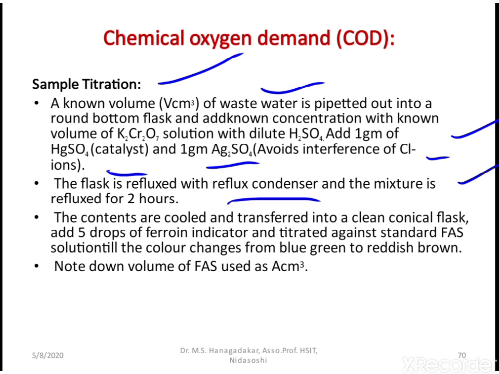After the 2 hours of heating is over, the contents of the RB flask are cooled and transferred into a clean conical flask. Then add 5 drops of ferroin indicator and titrate with standard FAS solution until the color changes from blue-green to reddish-brown. Note down the volume of FAS used for this analysis as A cm cube. This is about the sample titration.